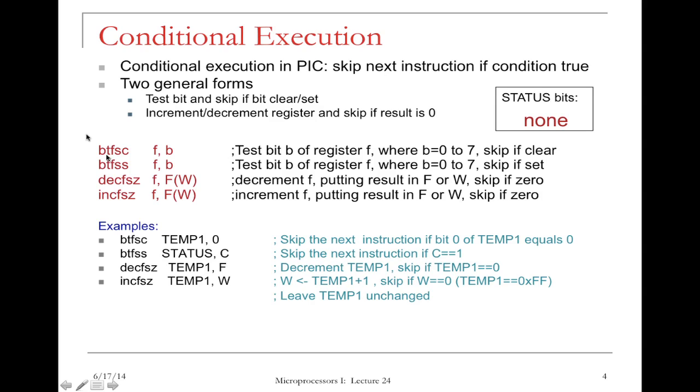Let me explain this again. Bit test a register, skip if that bit is clear. That's essentially what this instruction is trying to do. It's going to bit test a bit of register F. If that bit is clear, this instruction will skip the next instruction, the very next instruction following this one.